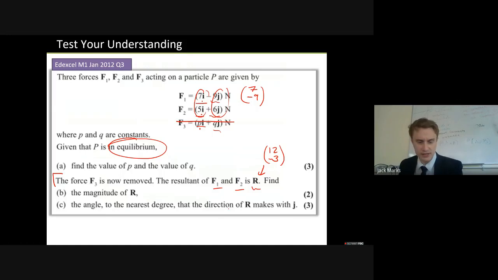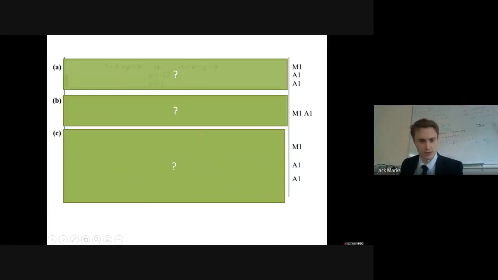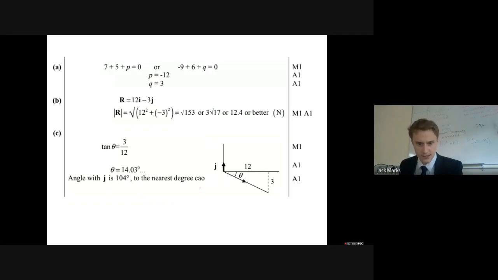Finally, the angle to the nearest degree that the direction of R makes with J. So you draw this one, so 12 minus 3, it looks something like that. What direction does it make with J? Well, what is J? It's the same J as in this one. So you draw that one there. What direction does it make? We're looking for this angle here because that's J. J means vertically upwards. Okay, so you can see, you can find this one out here, opposite, adjacent, in other words, you use tan, and you add on your 90. Okay, this wasn't a bearing, this was just the direction with J this time around.